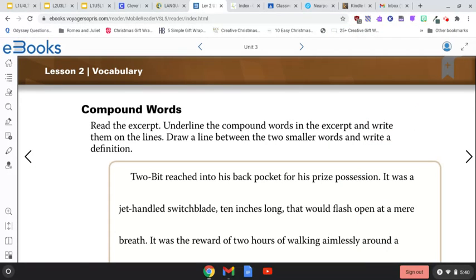Let's look at page 82 in the student books. Let's look at our instructions. Read the excerpt. Underline the compound words in the excerpt and write them on the lines. Draw a line between the two smaller words and write the definition.